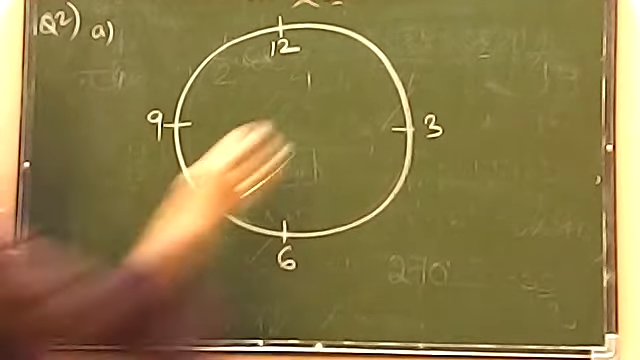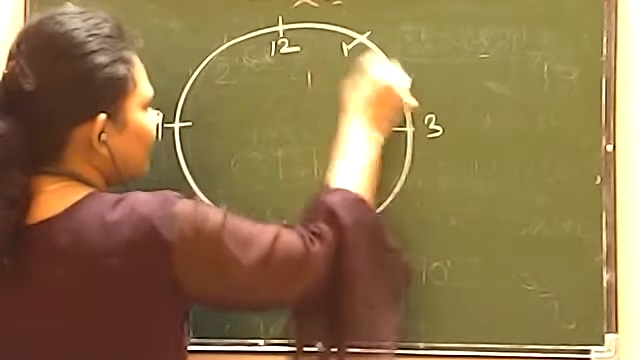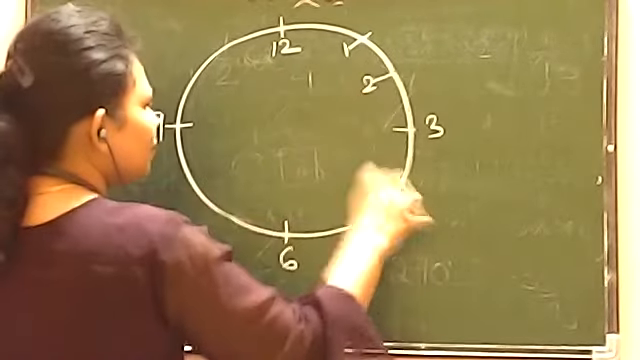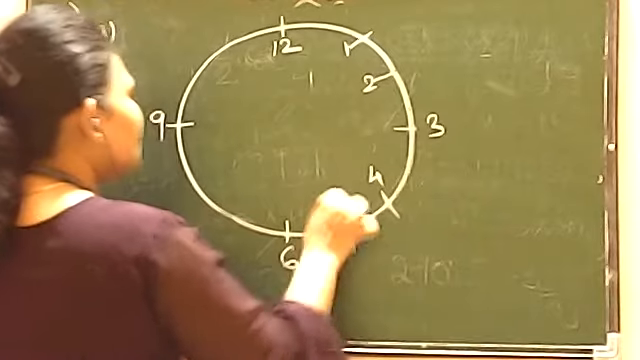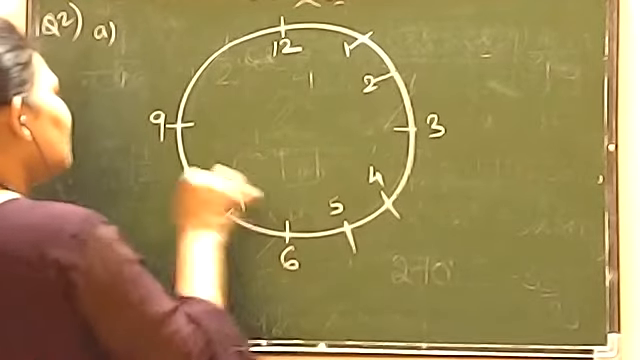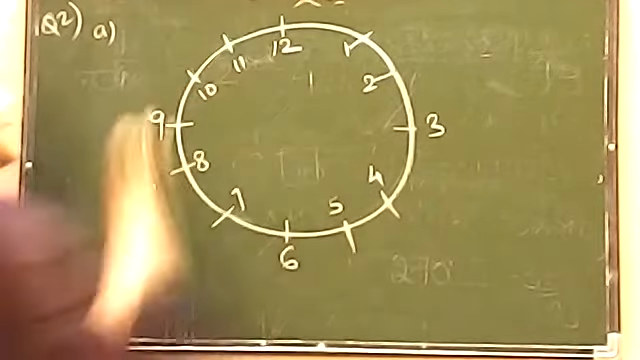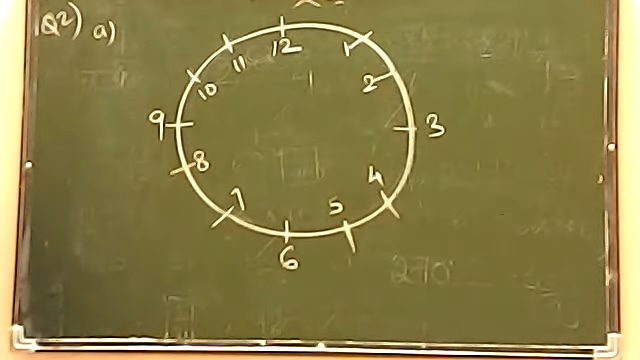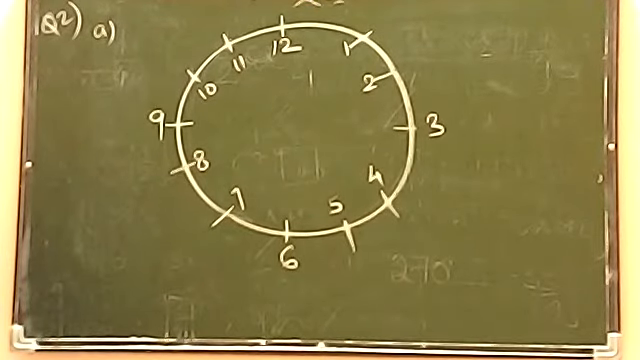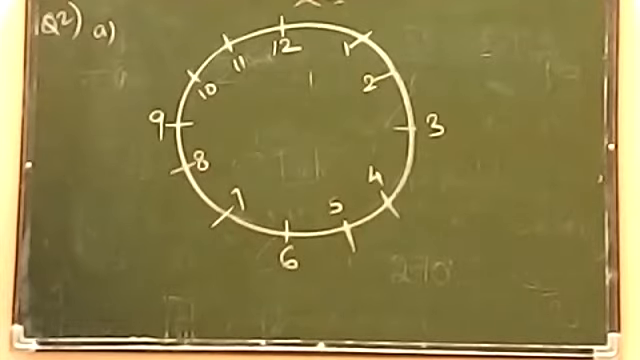Now let me write more numbers into it: 1, 2, 4, 5, 7, 8, 10, 11. Now let's understand the question. The question is telling, beta, if you start at 12, starts at 12 and makes half revolution.